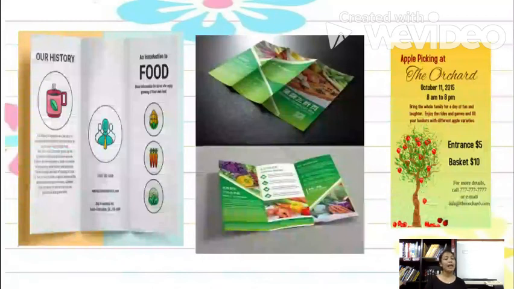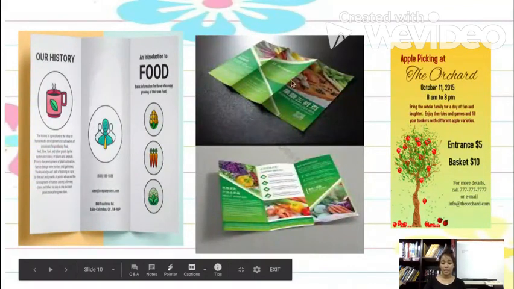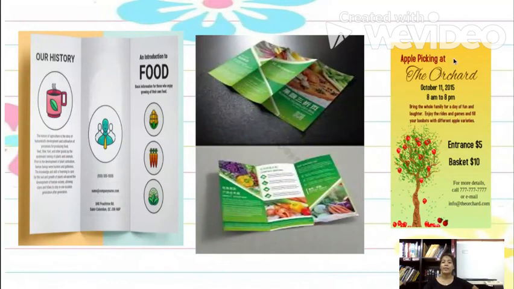Now, as you can see there, just like what I mentioned a while ago, the first picture, we have our history, that's actually one example of a brochure. And the middle picture, that's an example. And the other one, the yellow one, the last picture, that's an example of flyers. So there's only one piece of paper. As you can see, there's a number there, just like what I mentioned a while ago.